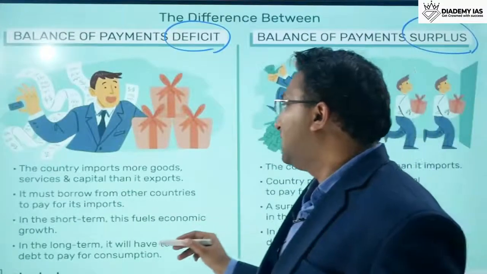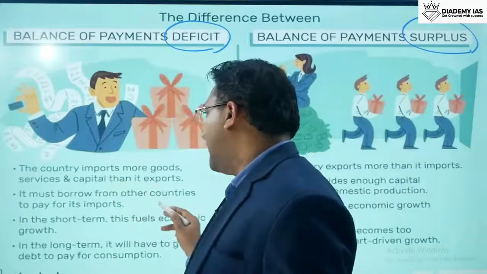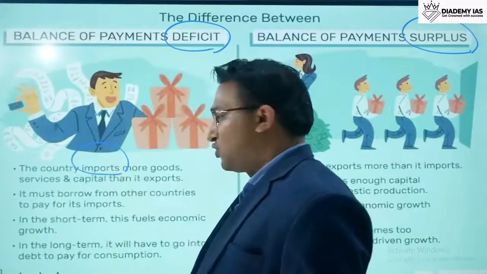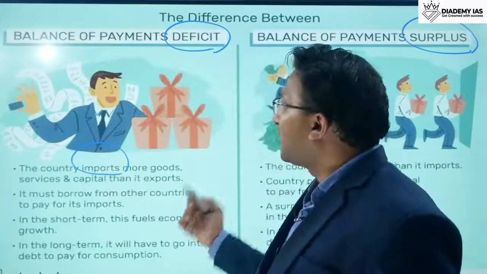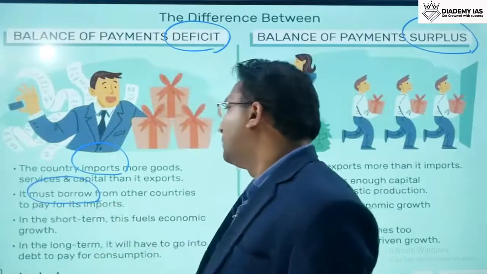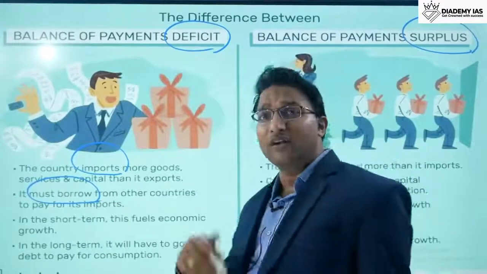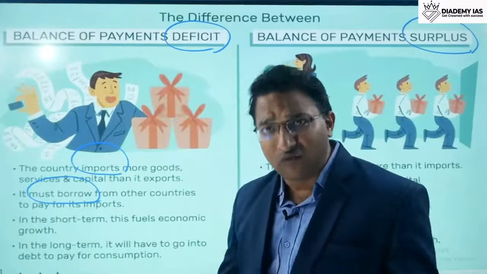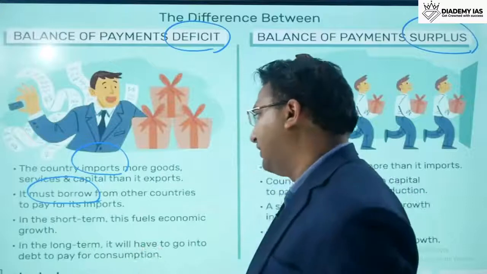In a BOP deficit, the country imports more goods and services and capital than it exports. So import is more than export. This is what is reflected by the BOP deficit. It must borrow from other countries to pay for its import. Definitely, if the import is more than export, either the foreign exchange reserve stock will decrease or it will have to borrow from the foreign country.